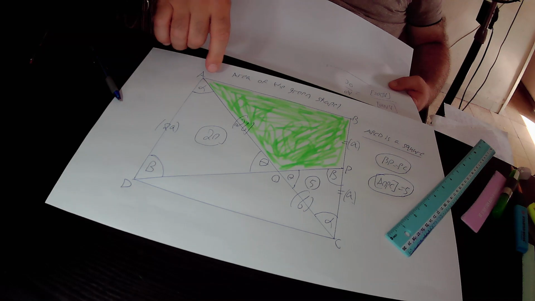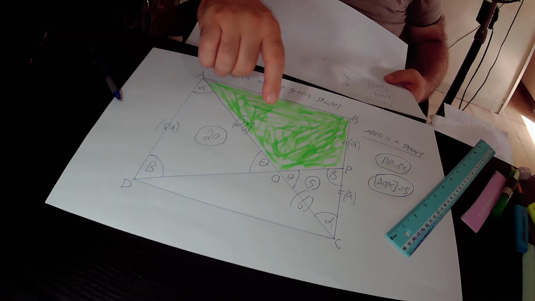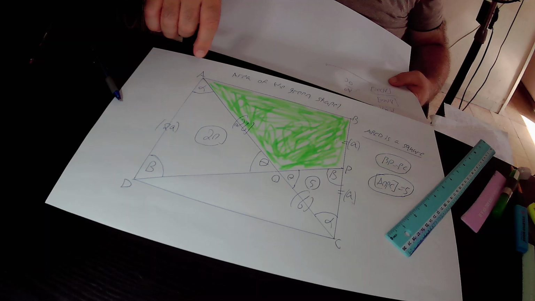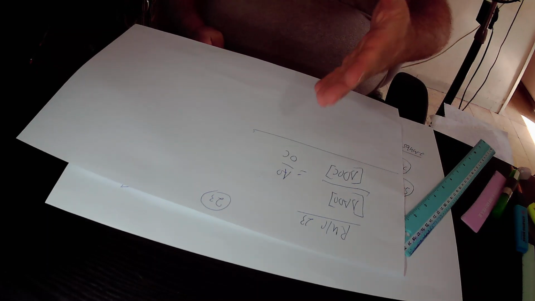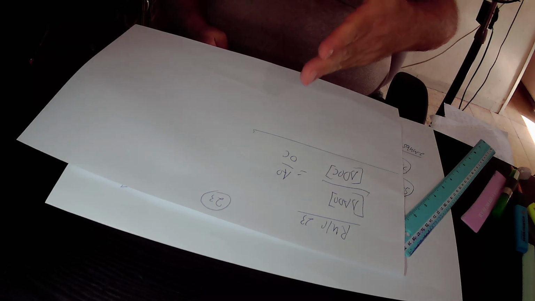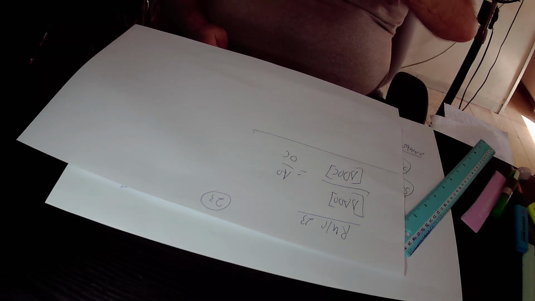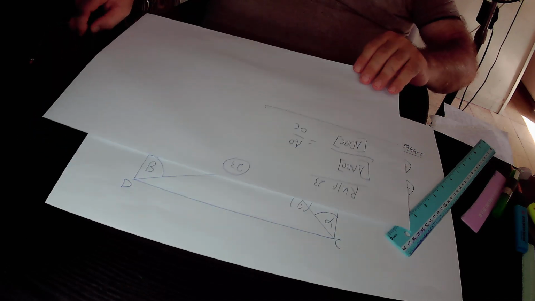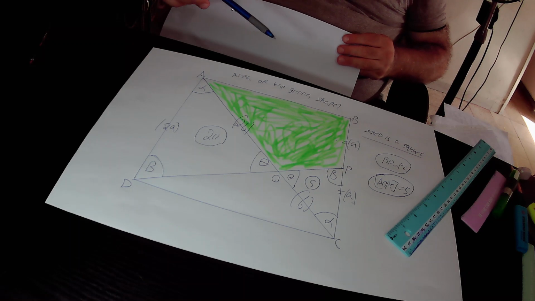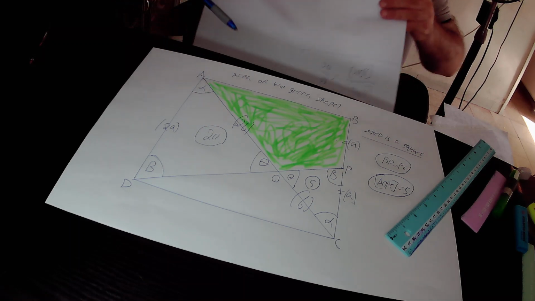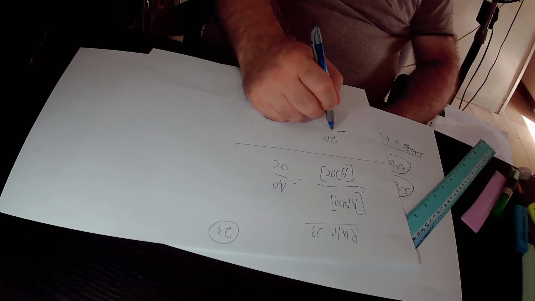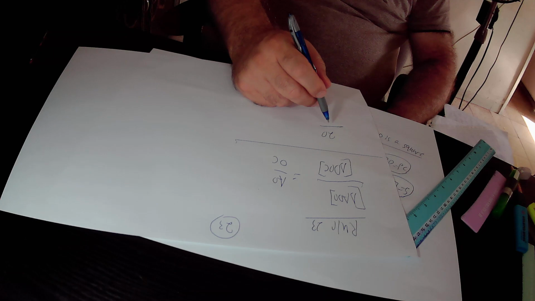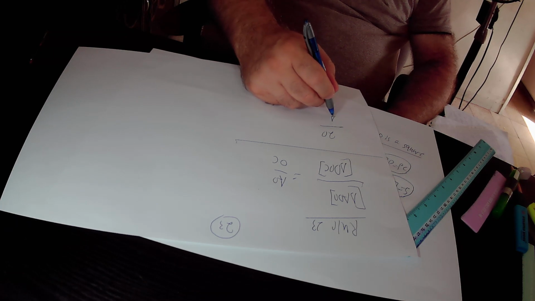The base of this triangle ADO is AO. The base of this triangle COD is CO. So it is AO over OC. AO over OC is the ratio between the bases of those two triangles ADO and DOC. The area of triangle AOD is 20 square units over the area of triangle DOC. The area of triangle DOC is unknown, so we leave it as it is.